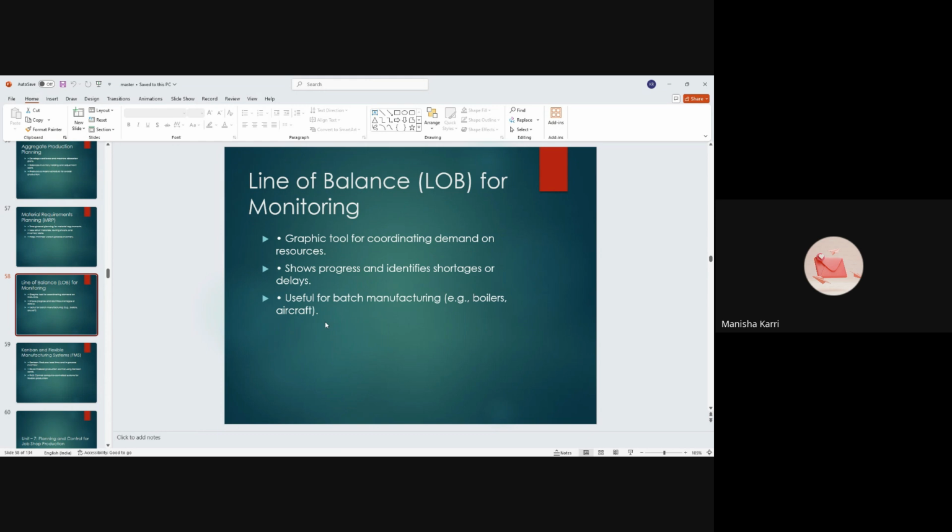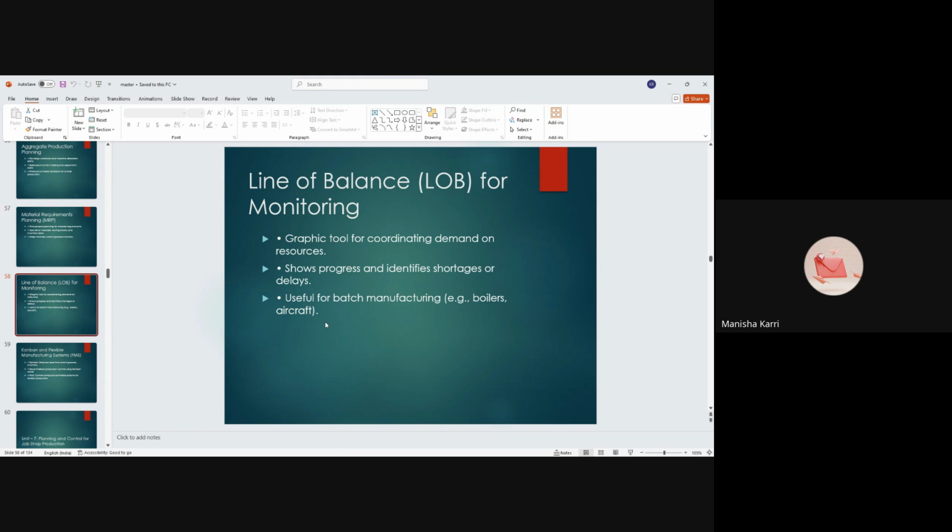So how does this LOB work? Generally, coordination and demand on resources means LOB shows how resources like materials, labor, and equipment are being used in production compared to the planned schedule. It also helps managers ensure that resources are available when needed. Next, progress tracking. LOB displays the progress visually, making it easier to see if production stages are on track or falling behind. Next one is identification of shortages or delays. By comparing actual production against the plan, LOB will more quickly highlight any areas where resources are lacking or production is delayed. So where is this LOB useful?